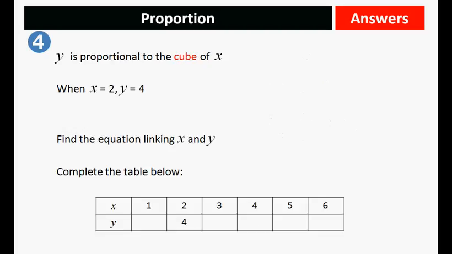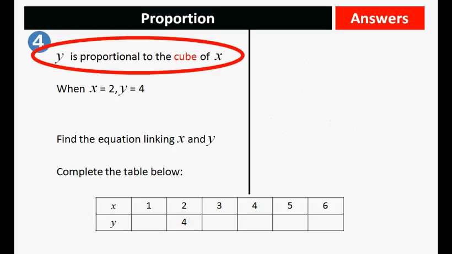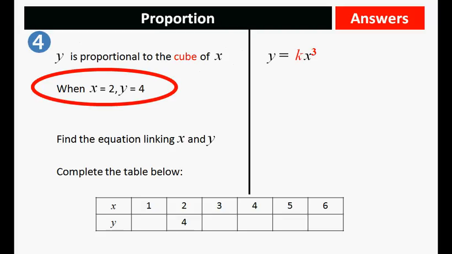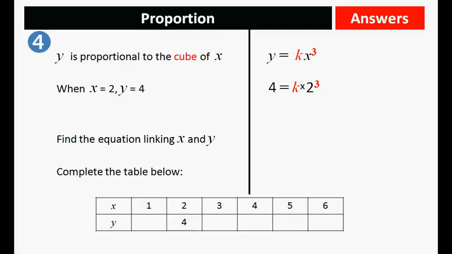Question 4. Y is proportional to the cube of x. So this time, y is going to be something times x cubed. Y equals k times x cubed. Again, we'll put in the values that we know. So we'll get 4 equals something times 2 cubed. 2 cubed is 8 because it's 2 times 2 times 2. So we've got 4 equals k times 8. And it's easy to work out from that that k is a half, 0.5.